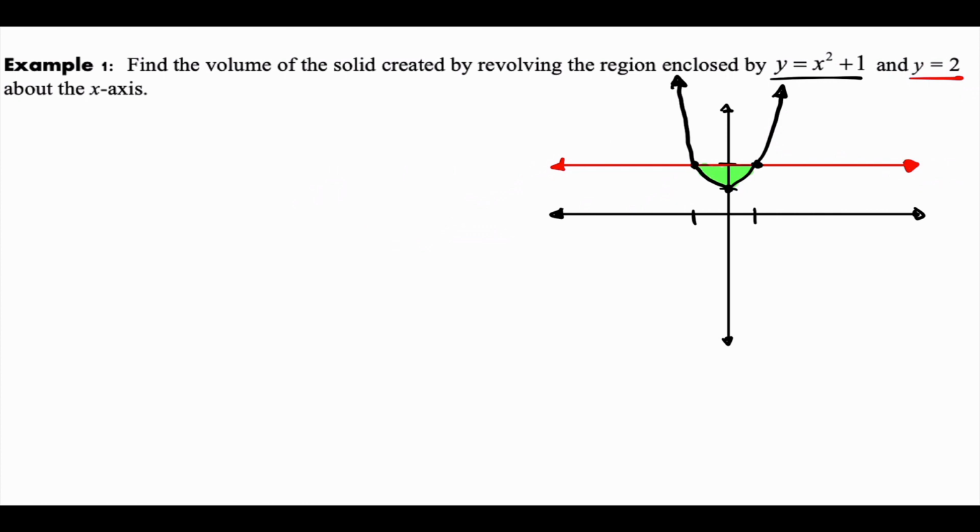Find the volume of the solid created by revolving the region enclosed by y equals x squared plus 1, y equals 2, about the x-axis. About the x-axis. That's where it's revolving. It's revolving about the x-axis. The x-axis is right here.